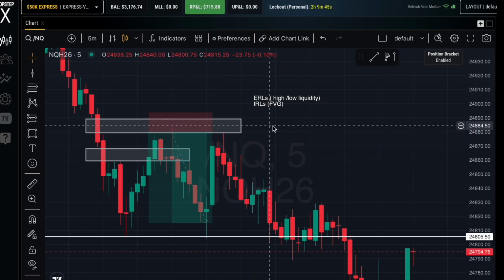I go based off of liquidity. I go based off of IRLs and ERLs, right? ERLs is just for my levels and for manipulation of liquidity sweeps. But my fair value gaps, I either enter off of them or I look to trade up or down to one of them. There you go.